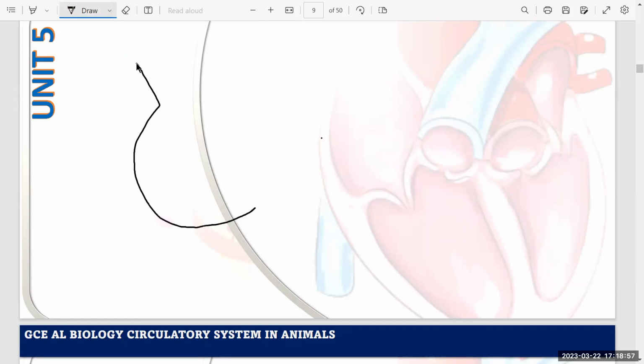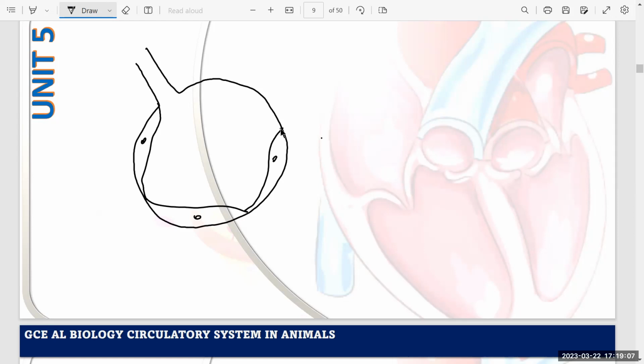Now, this is the smallest unit of the lungs called alveoli. It is made out of one cell, and inside is the air-filled sac. So air is coming from this direction when we breathe in.